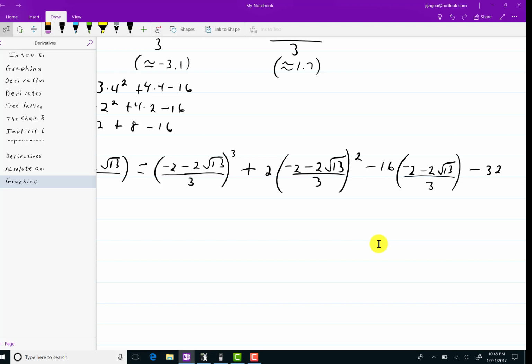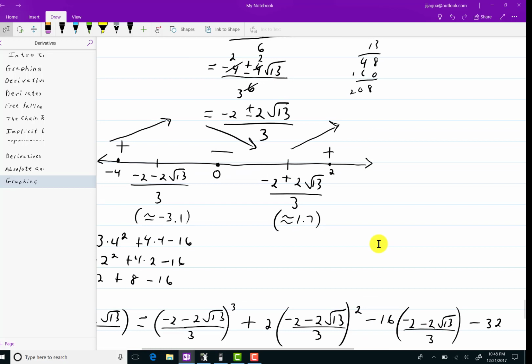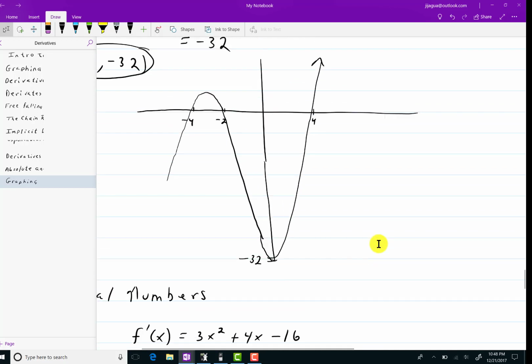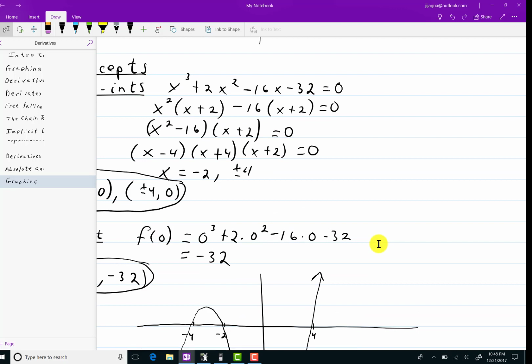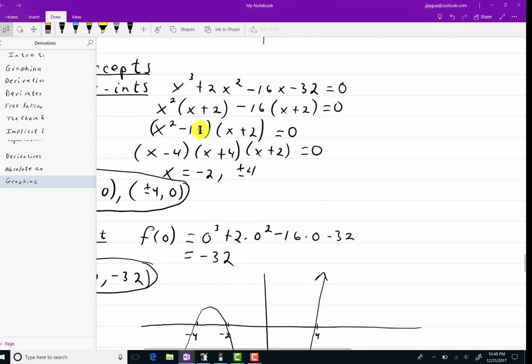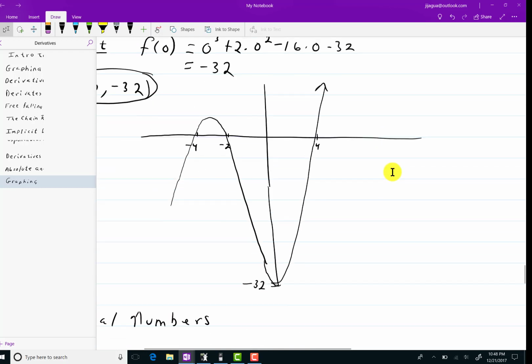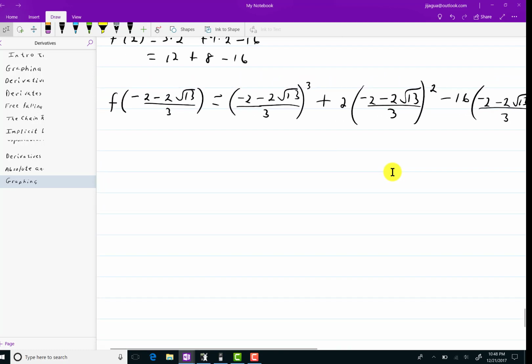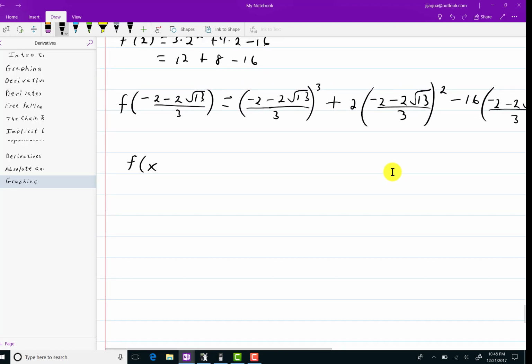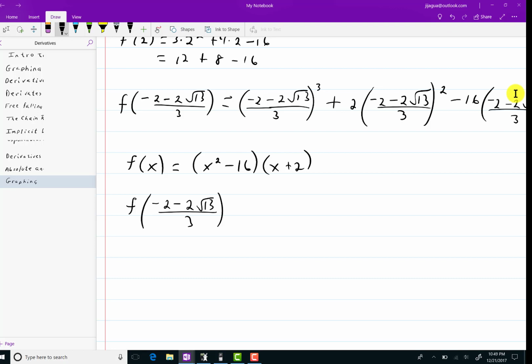If you'll remember, come back here for a second, we had factored this thing. What did it factor as? There it is. It factored as x squared minus 16 times x plus 2. Now if I plug it in here, I have a lot less work to do than if I try to do all of that. So if I throw in negative 2 minus 2 radical 13 over 3, make that 3 a little better.